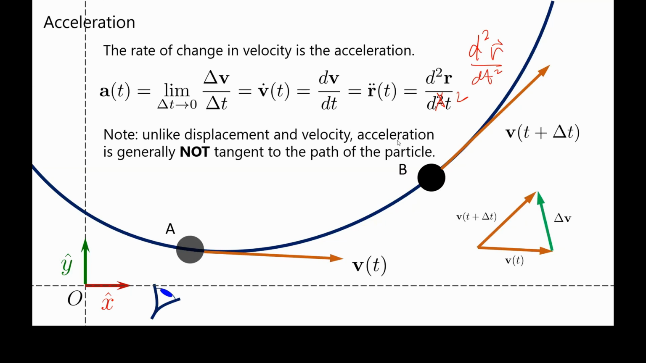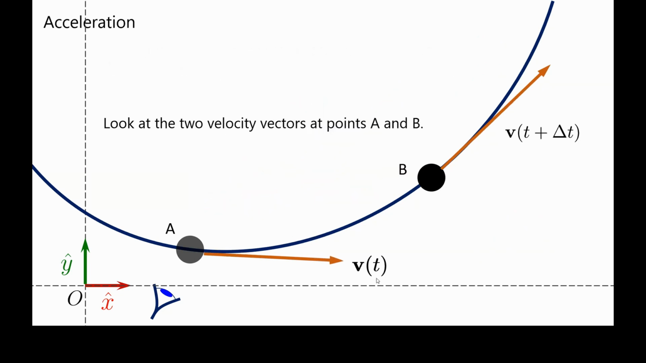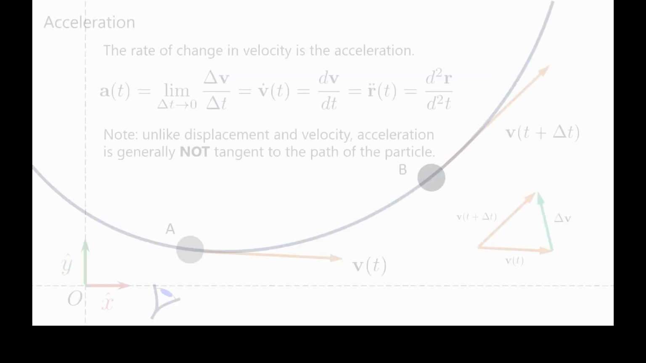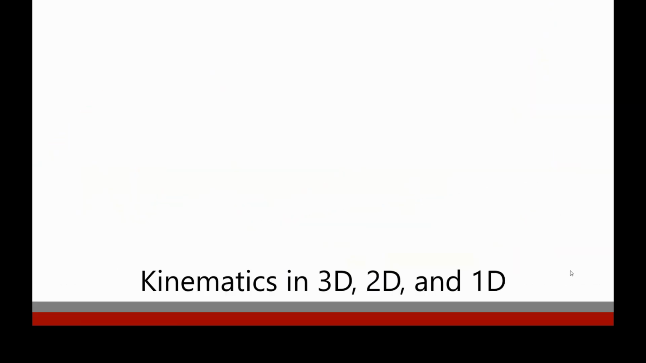Note, unlike displacement and velocity, acceleration is generally not tangent to the path of the particle. What does this mean? It can be tangent in some cases, but in some cases it's not. So not all the time is your acceleration tangent to the path of your particle. Take note that at some time t, your velocity vector is always tangent to the path. Of course, for vector b, it's the same. Your velocity vector is tangent to the path. But for acceleration, it's not always. As you can see here.